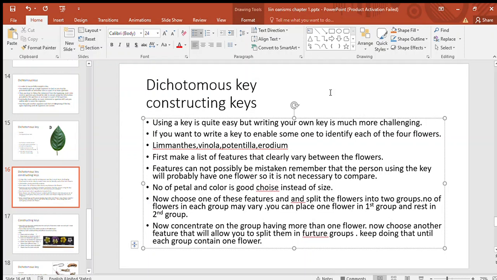Okay. The first feature we chose was the number of petals and the color. Then we take another feature. Now, again split the flowers into more groups. We keep doing that until each group contains one flower. Okay, now we construct our key.